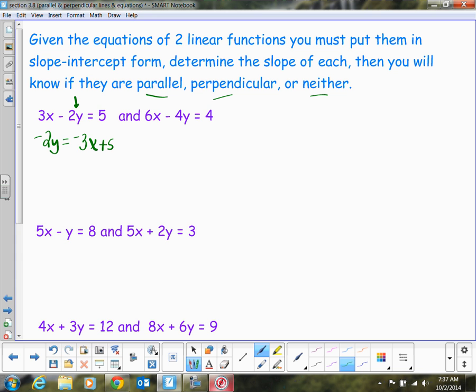Divide by our -2. All right, heads up. I will never accept negative divided by a negative. You must simplify that. What is that? Positive 3 halves x minus 5 halves.